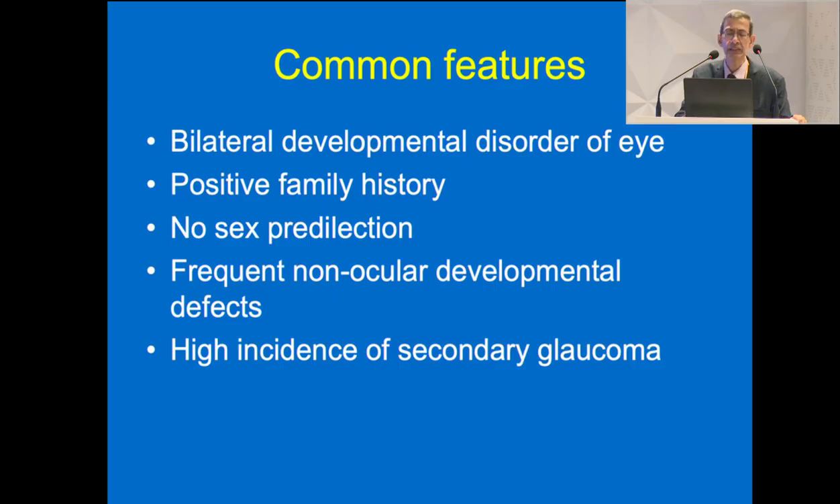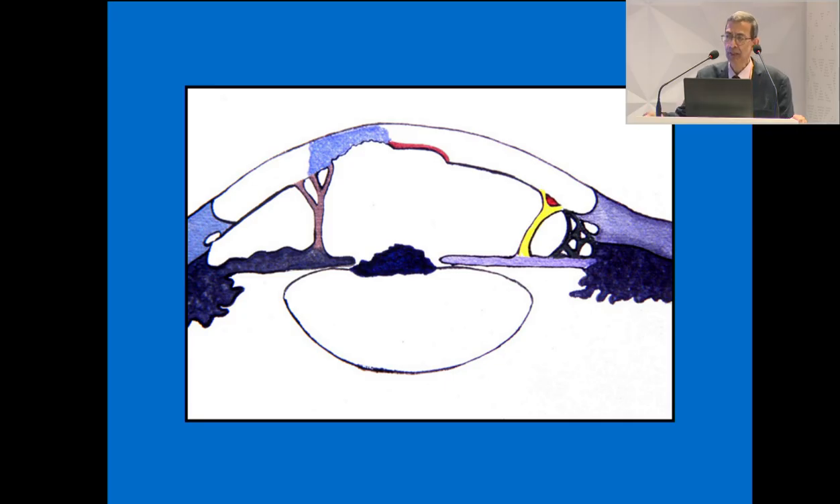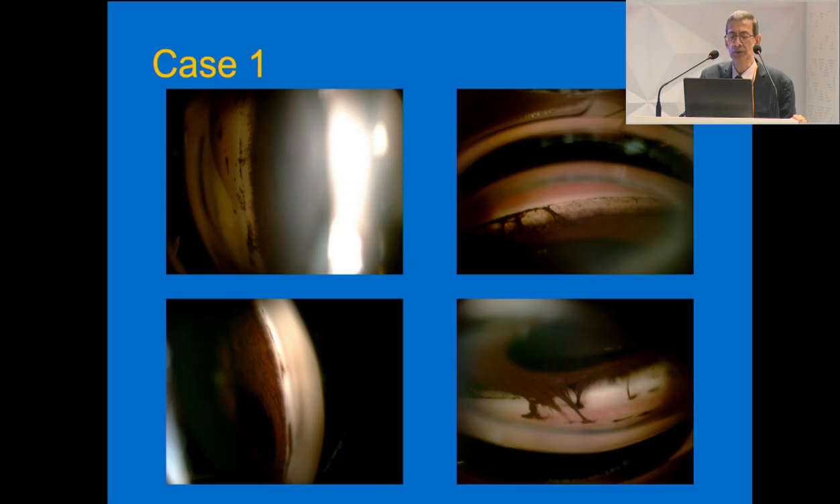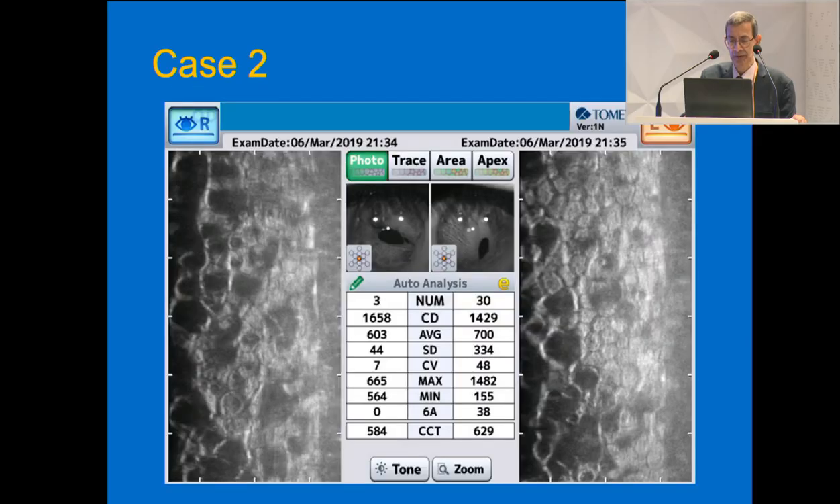The common features in these kinds of cases are usually bilateral involvement, positive family history, no gender predilection, frequent association with non-ocular developmental defects, and a high incidence of secondary glaucoma. You can see here the artist's diagram, the structures involved in the manifestation of the disease. Here is a typical case of Axenfeld anomaly. You can see iris change, correctopia, ectropion uvea, and on gonioscopy the typical feature, iris strands bridging the angle to be attached to the prominent Schwalbe's line.